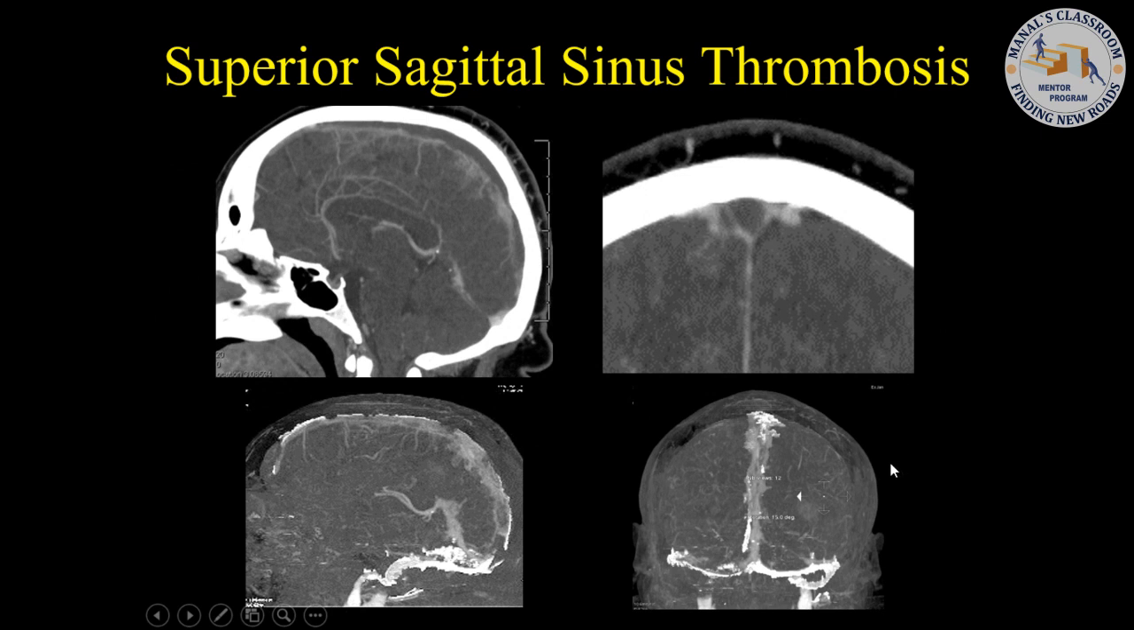Now, you can either perform MRV or you can perform CTV to look for superior sagittal sinus thrombosis. And in a way, it's debatable. I think if you ask 100 radiologists if they like CT or MR better, 50 will say CT, 50 will say MR. Some people like MR better because you can perform diffusion imaging to look for infarcts. I personally like CTV better. And the reason I like CTV better is because it's quicker and it's less expensive.